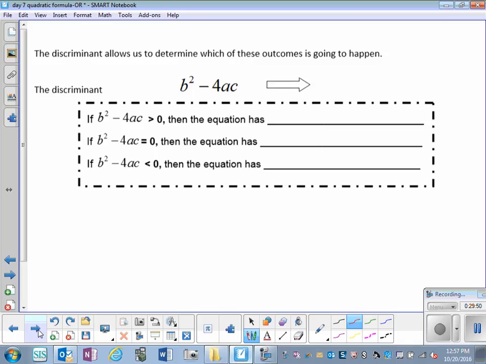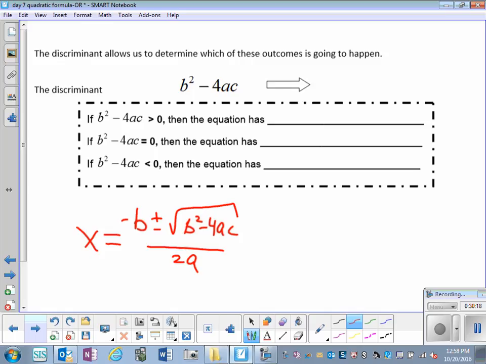Just by looking at the quadratic equation, how do we determine what kind of solutions we have and how many, right? If you think about our formula, minus b plus or minus the square root of b squared minus 4ac, what do I need to happen to have two real solutions?